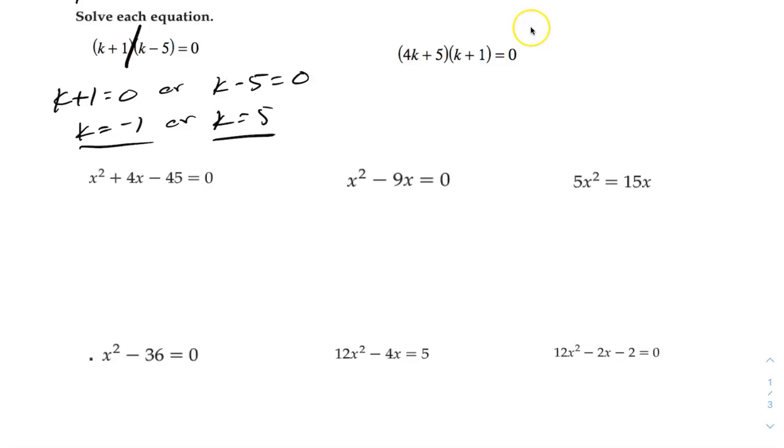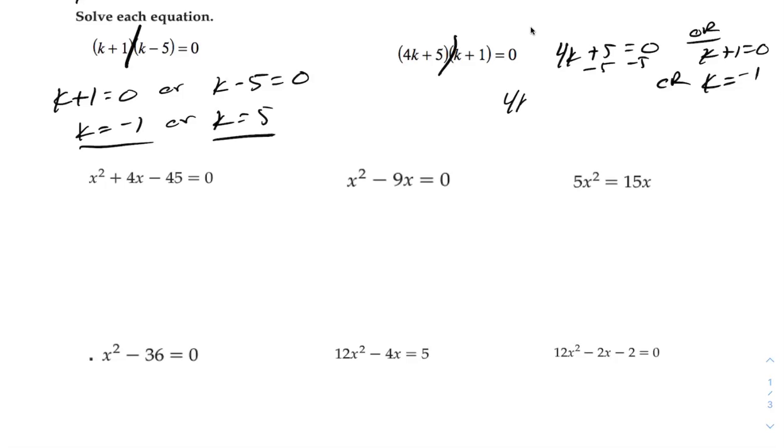Same thing over here. It's already factored for us. It's already equal to 0. So just split it. 4k plus 5 equals 0, or k plus 1 equals 0. So k equals -1, or subtract 5. It's a little bit more on this one. Divide by 4. k equals -5/4. So there we go.